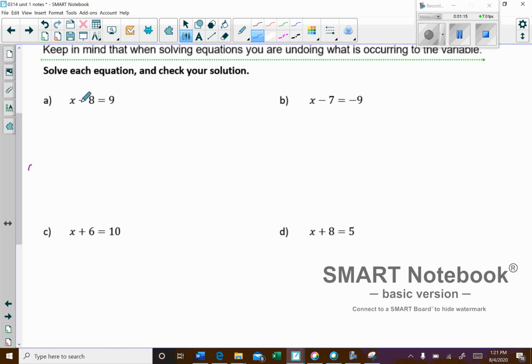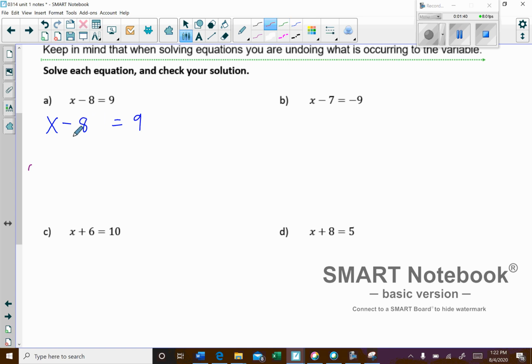So like I said, this first one, you're asking yourself, what value, if you take away 8, would you be left with 9? And so a lot of us already know the answer to that. But we're going to go ahead and solve it by using our properties of equality. So I'm going to kind of color code this for a second. So x minus 8 equals 9. I put a little extra space there.